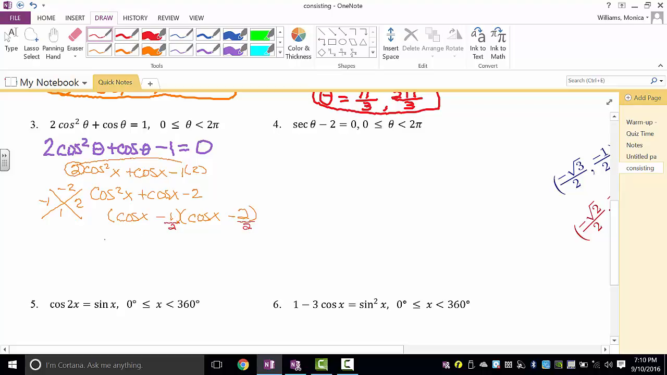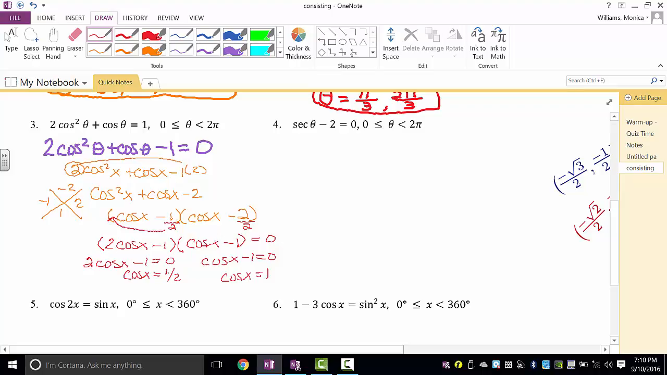1 doesn't divide into 2 evenly, so you take that 2 and you put it in front of the cosine. So you have 2 cosine x minus 1 times cosine x minus 1, because 2 divided by 2 does divide evenly. And it's equal to 0. You take each factored term, set it equal to 0, and solve for cosine x. So we have cosine x equals, once you move the 1 over and divide by 2, 1/2. And cosine x equals, move the 1 over, positive 1.